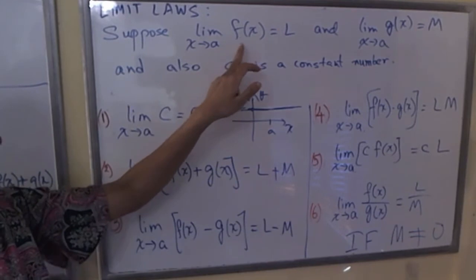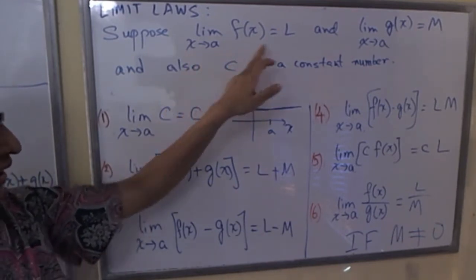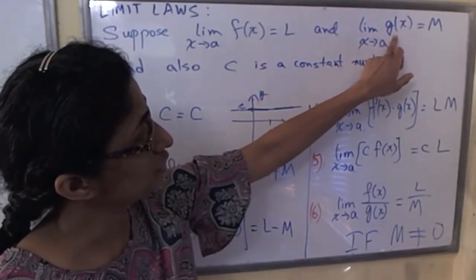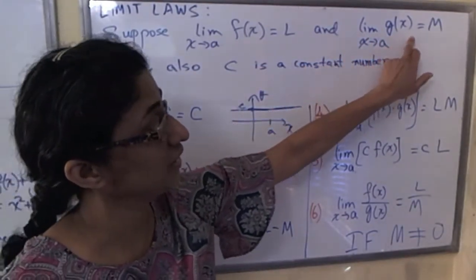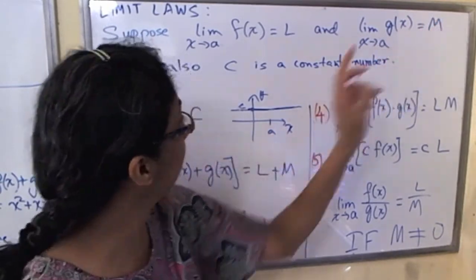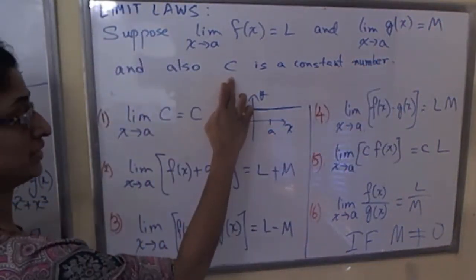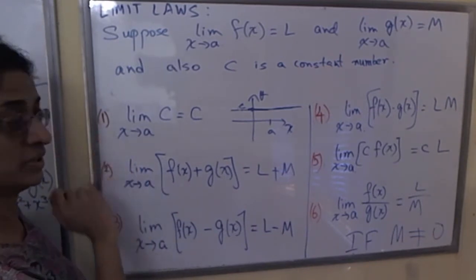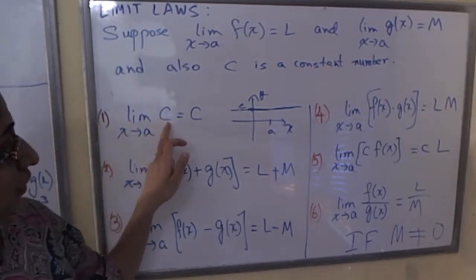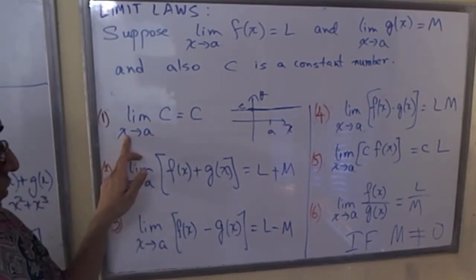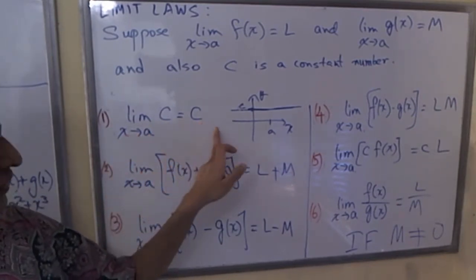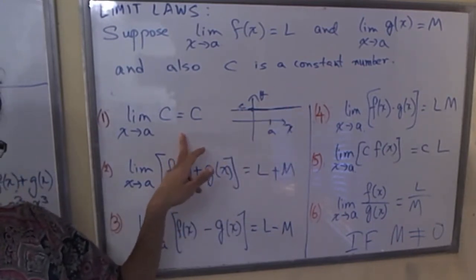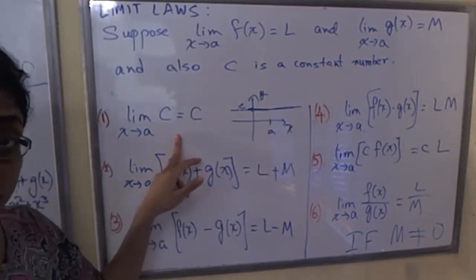Suppose the limit of f of x as x approaches a is a finite real number L, and the limit of g of x as x approaches a is another number that we call m, and assume that the number c is a constant. And here's the first limit law. The limit of a constant number c as x approaches a is c. This is the example we discussed. So if you keep a picture in mind for this one, this limit law will seem natural and believable.